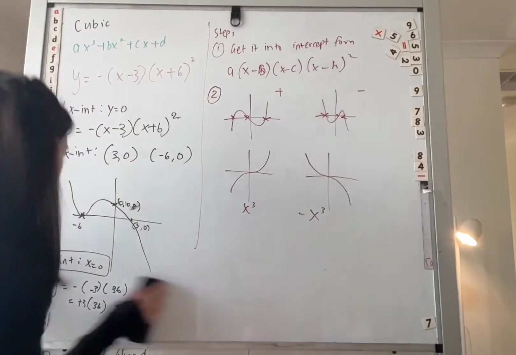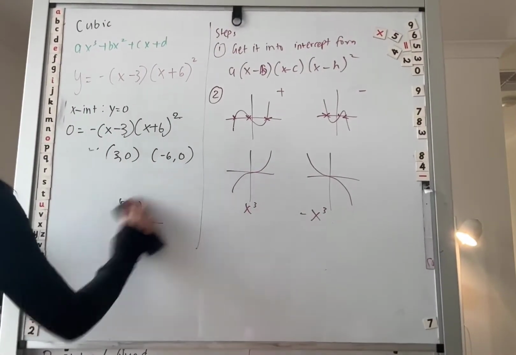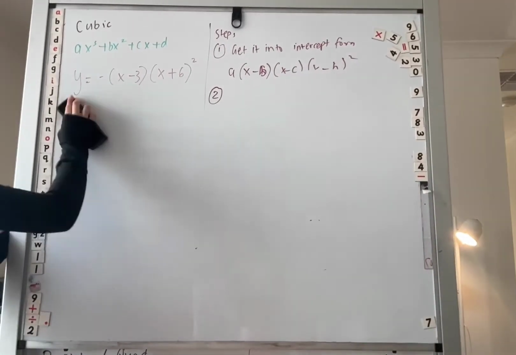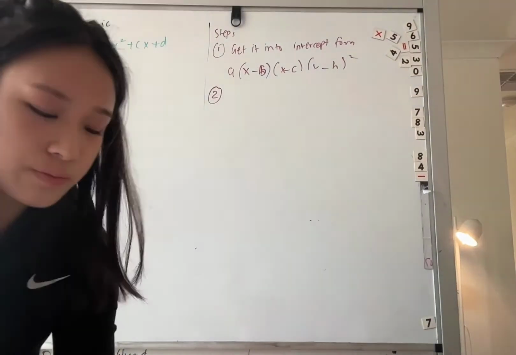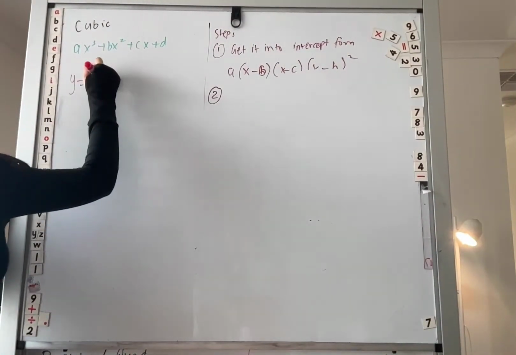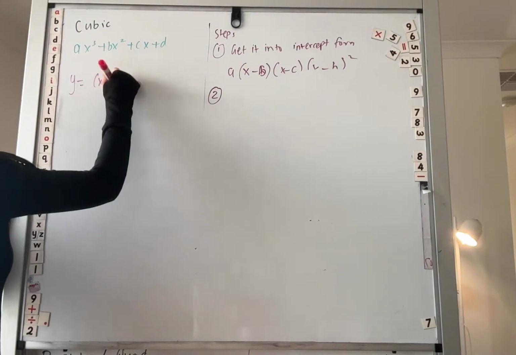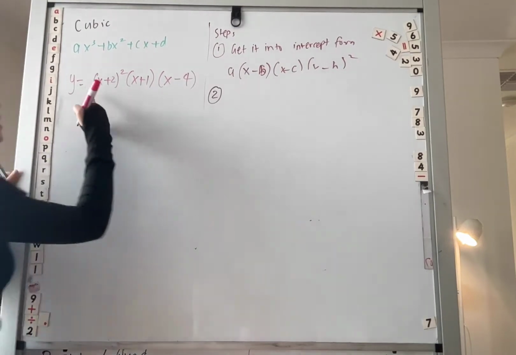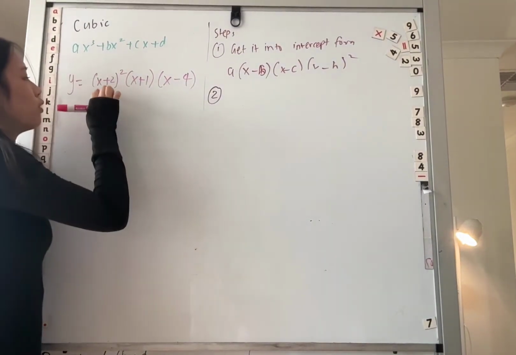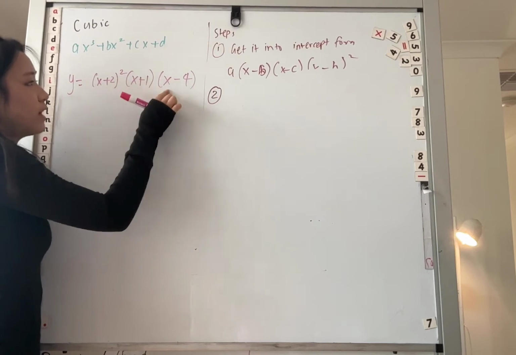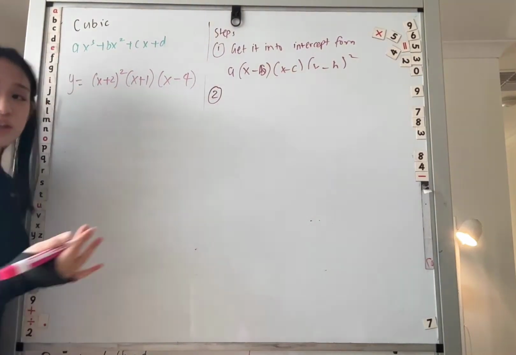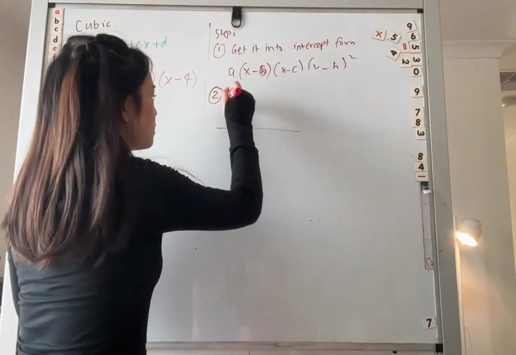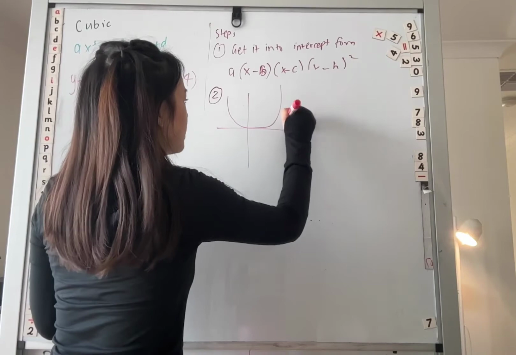Okay, so that is how you sketch cubic graphs. And it's the same thing, even if I have something like y equals, let's say, x plus 2 squared times x plus 1 times x minus 4, right? So this is to the power of 4, right? X squared, x, so you have x to the power of 4 in total, right? So it's what you call a quartic, and it ends up looking like a parabola. So this is x to the power of 4.